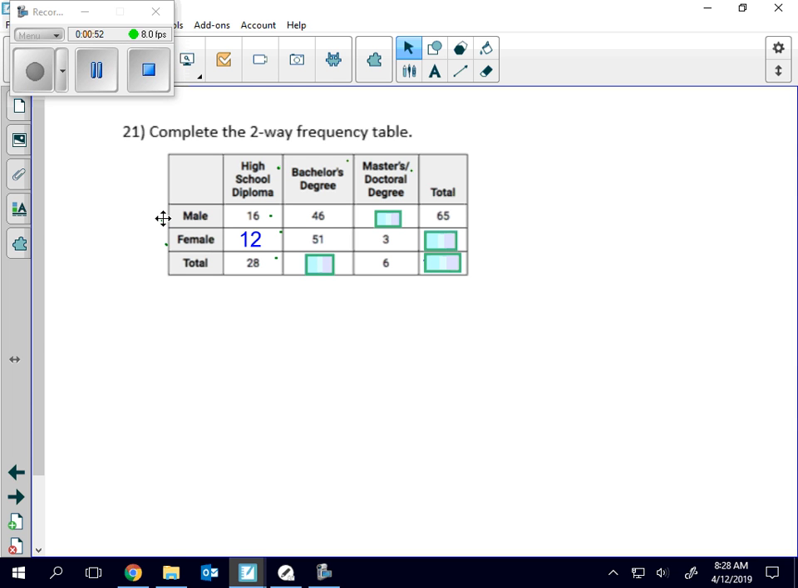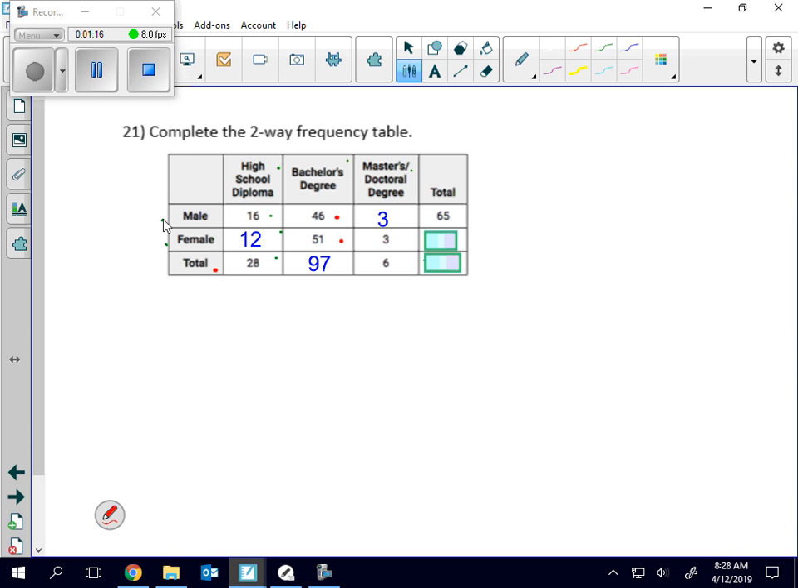Now let's go do bachelor's degree. We get to just add those numbers. 46 plus 51 gives us a total of 97 people with bachelor's degrees. And then finally, let's do our master's and doctoral. If the total is 6 and we've got 3 female, then we also have 3 male. Okay, we can get our last couple of numbers.